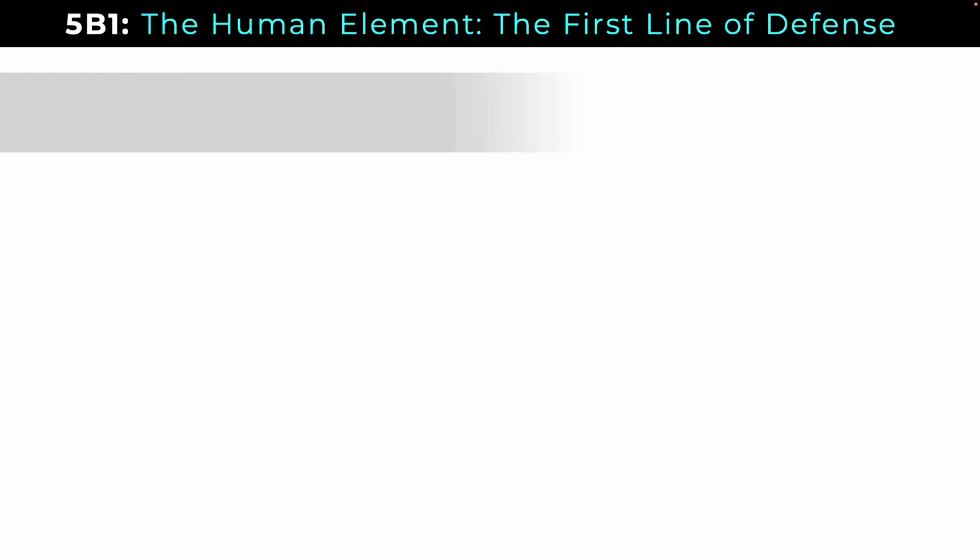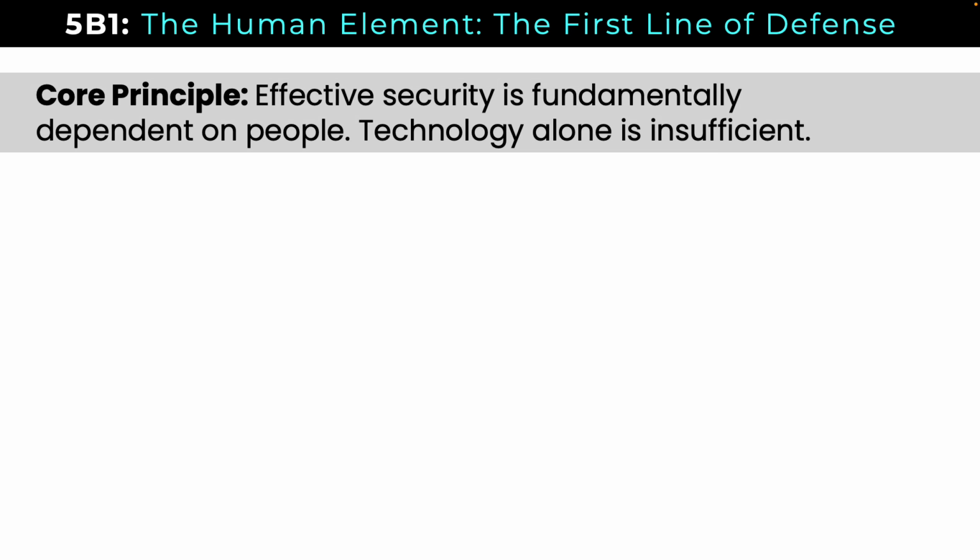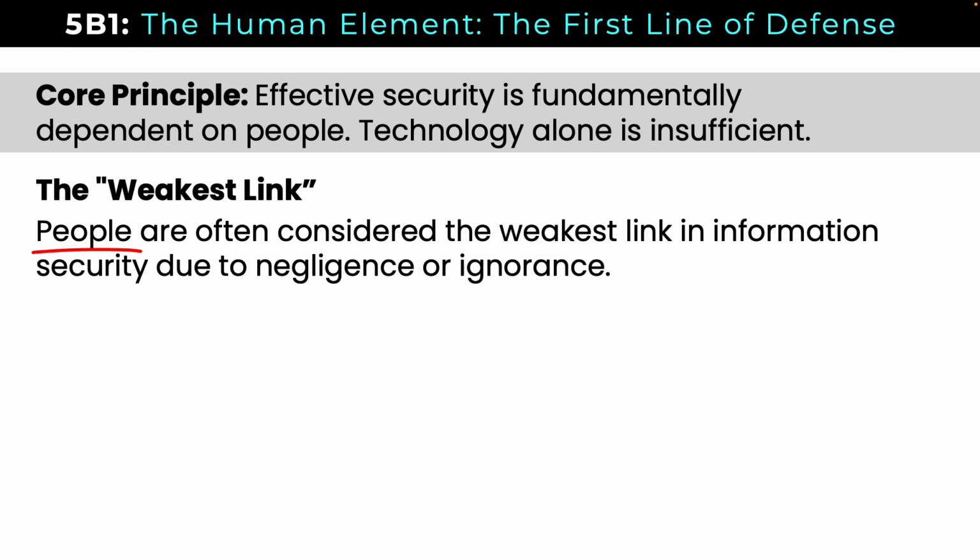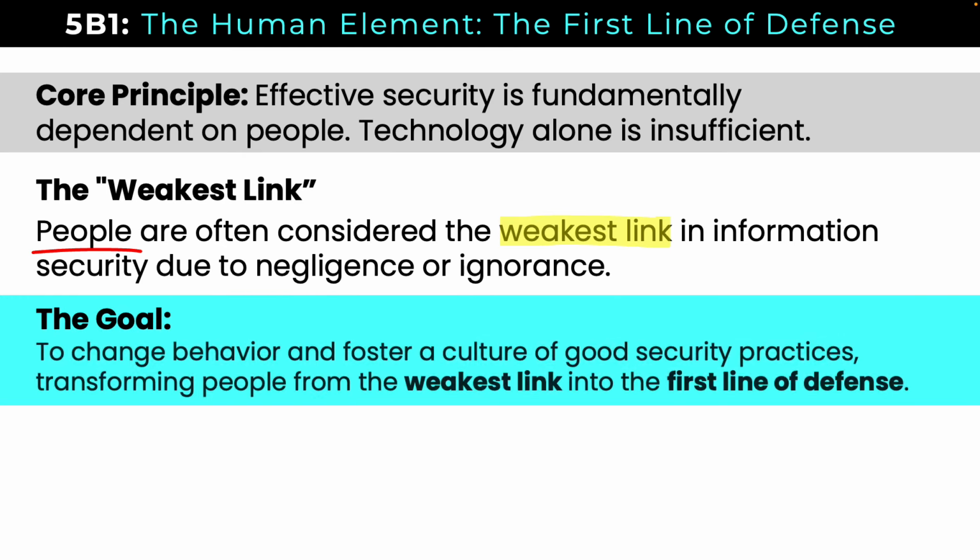At the most fundamental level, security really depends on people. It's not just about technology, and generally speaking, people are often considered the weakest link in information security due to negligence or ignorance. So our goal here is to change their behavior and foster a culture of good security practices where we transform people from the weakest link into our first line of defense. And if we think about email-borne attacks such as phishing and ransomware, it really becomes such an important goal.